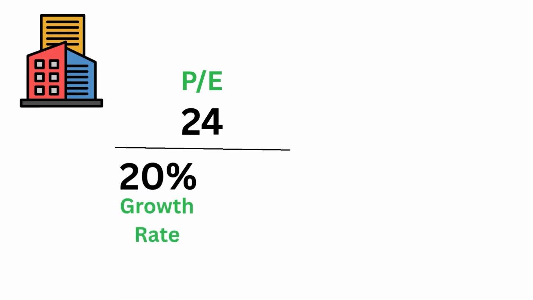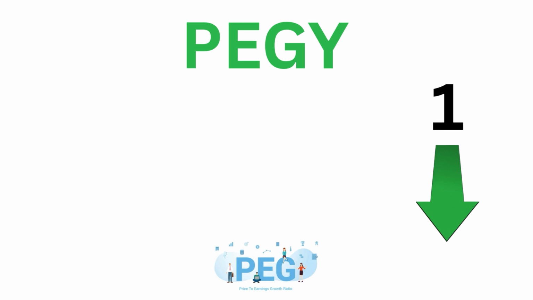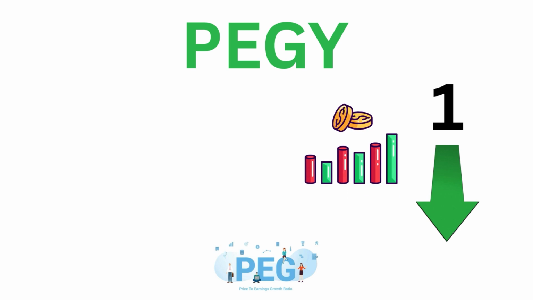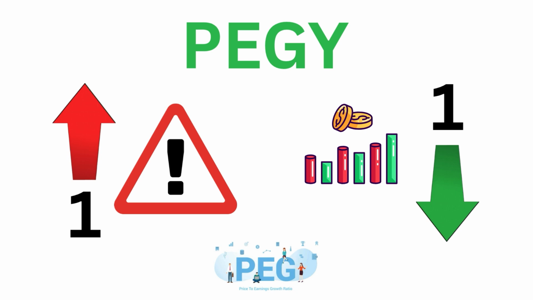So if a company has a PE of 24, is growing at 20% per year, and pays a 4% dividend, the PEGY is 1.0. Just like PEG, a PEGY below 1 suggests the stock may be undervalued, while a number above 1 suggests caution. The lower the number, the more attractive the potential opportunity.